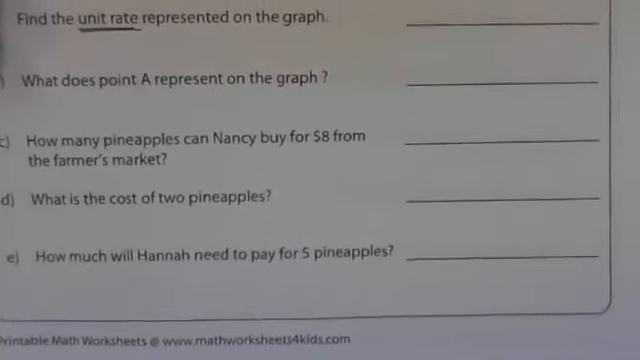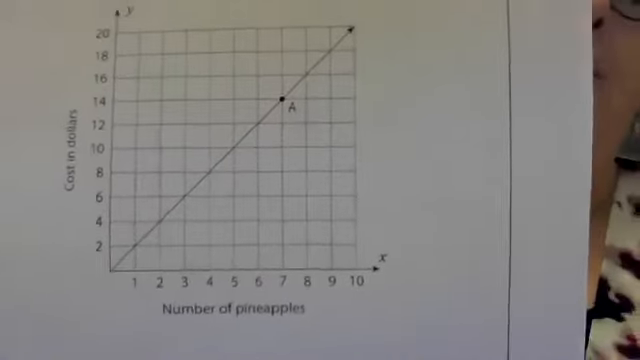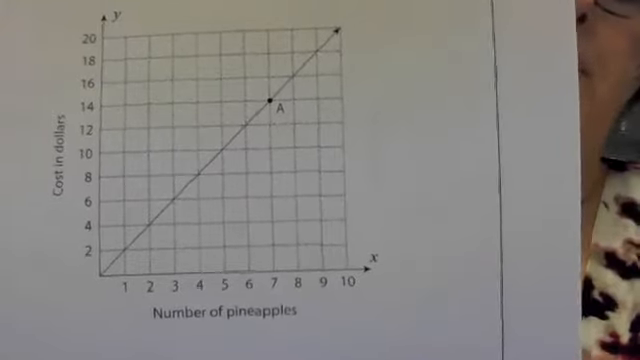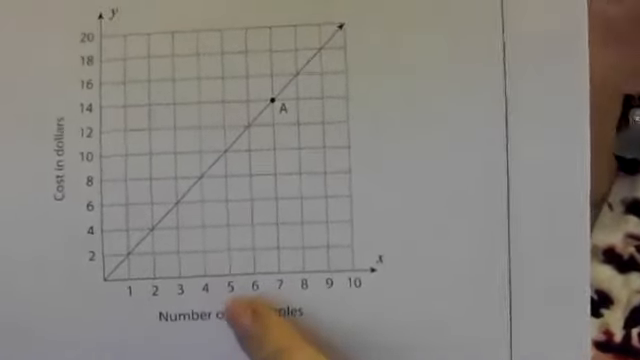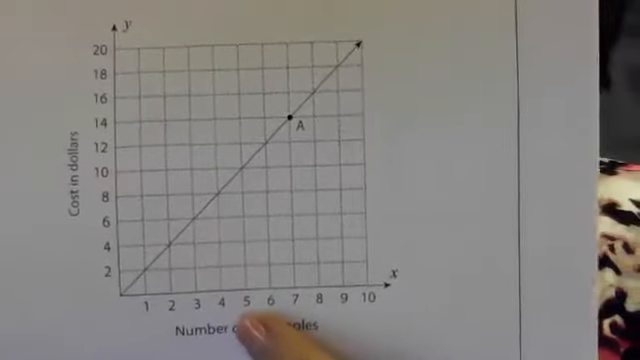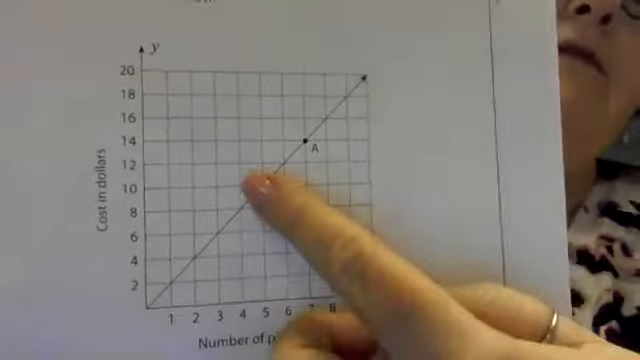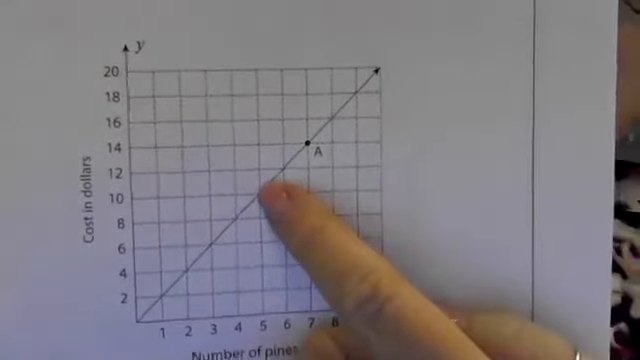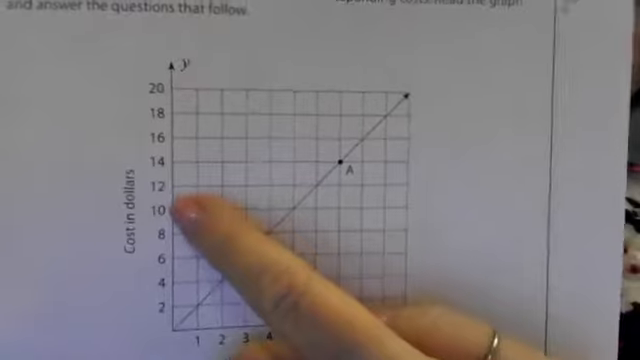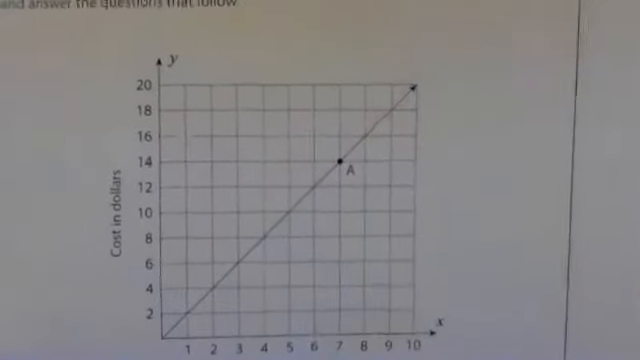Okay, let's see what the last one says. How much will Hannah need to pay for 5 pineapples? So the number of pineapples are on the bottom. So we go to 5 pineapples, go up to the line of the graph. Wherever it hits the graph, go to the left. How much is it going to cost for 5 pineapples? $10, okay? Do y'all see how to use the graph?